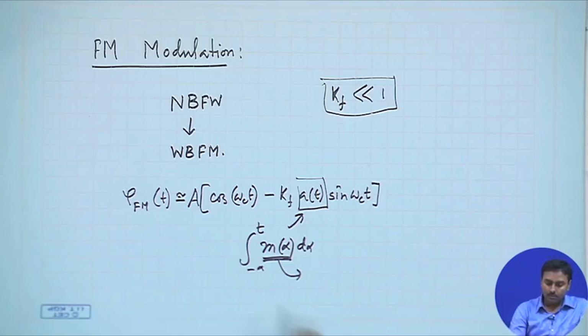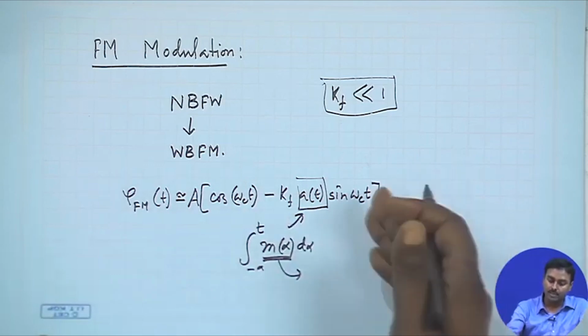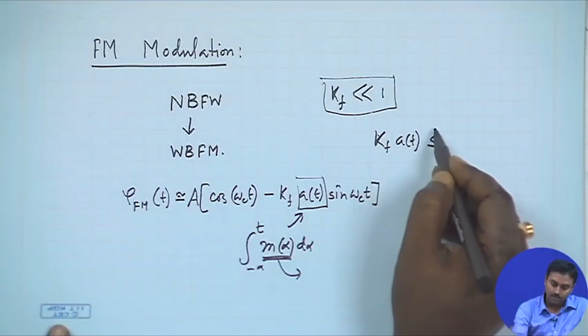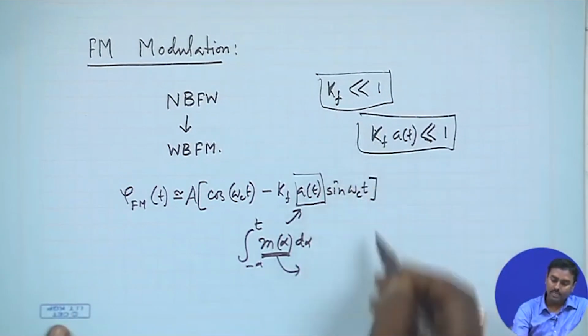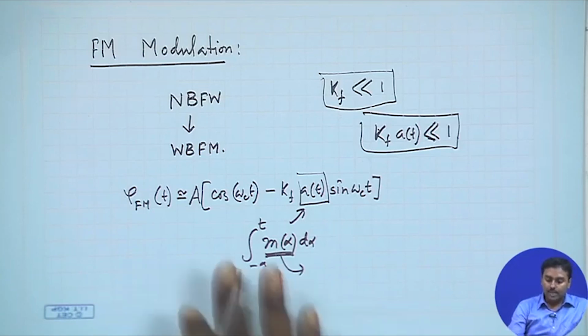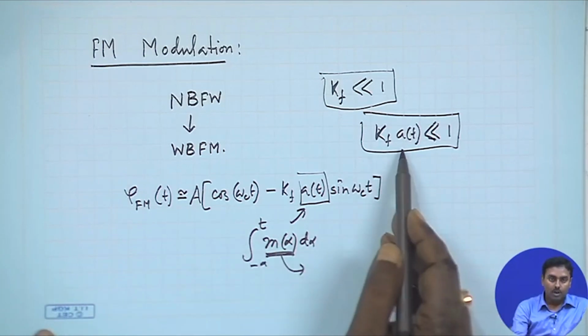If you do the Taylor series expansion, there are other terms which are being neglected, such as kf square a square(t) and all other terms, because kf a(t) is already much smaller than 1. So, we can actually neglect those. Sin omega c t of course is bounded by 1, its modulus. So, we are neglecting those terms as long as this is small.